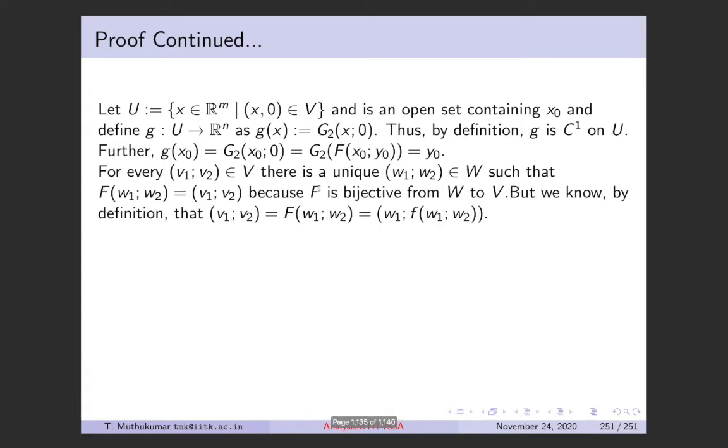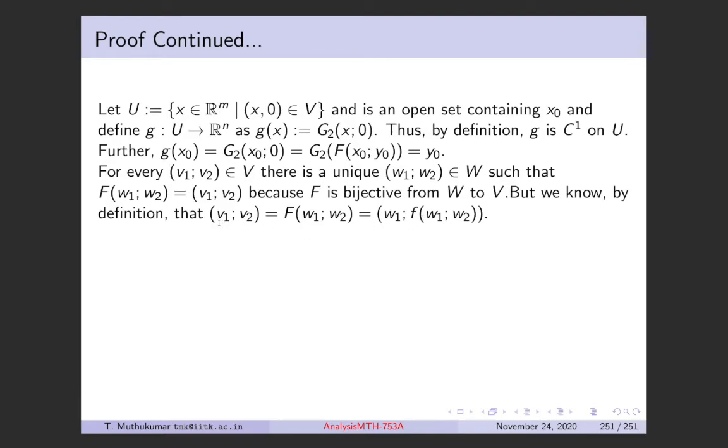Now we know that (v1, v2) is F of (w1, w2), because that's how we have chosen (w1, w2) as the pre-image of (v1, v2) under capital F. And by the definition of capital F, this is nothing but w1, the identity of w1, and f of (w1, w2). This is the definition of capital F that we started with, which means (v1, v2) is this.